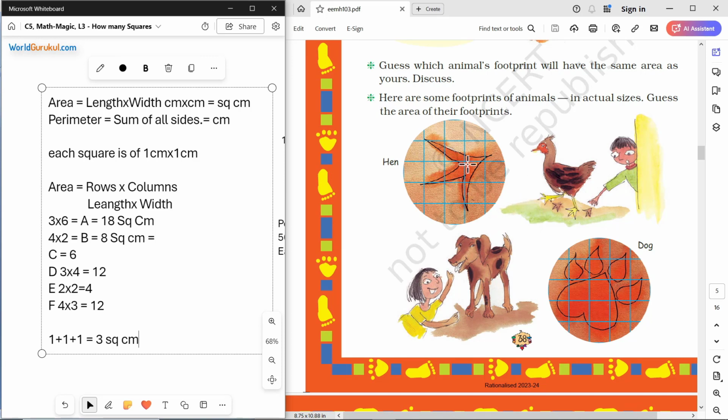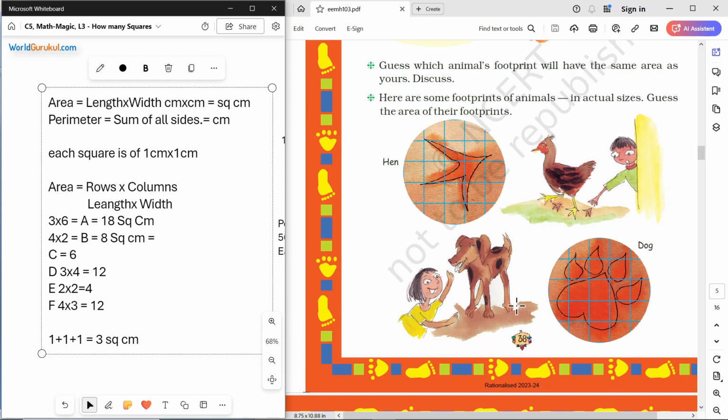These are not regular footprints, they are irregular. So if it's a proper square, then it's easy to calculate the area of it. Now below is the footprint of this dog. So based on the way we calculated, you can calculate the area of this dog's footprint.